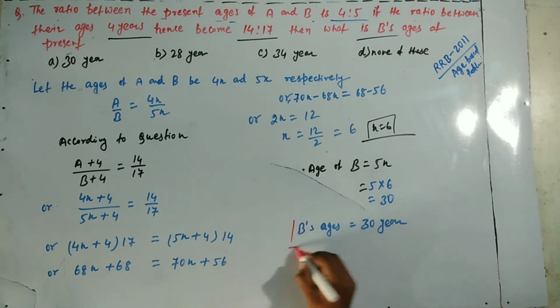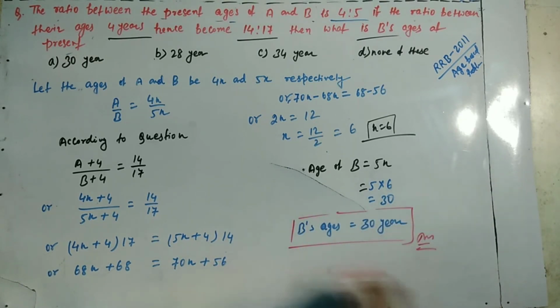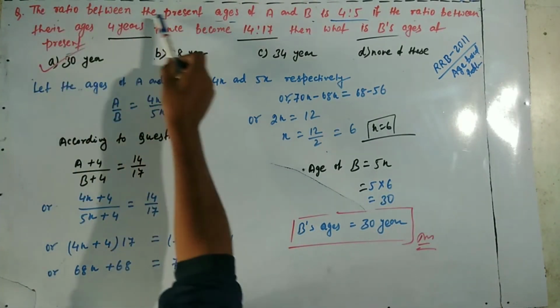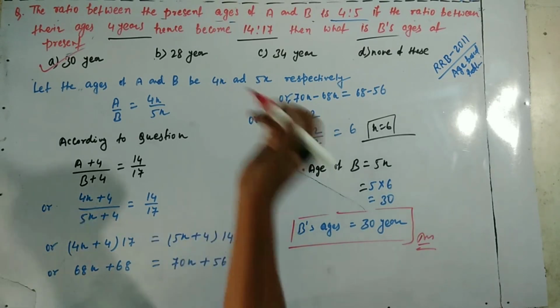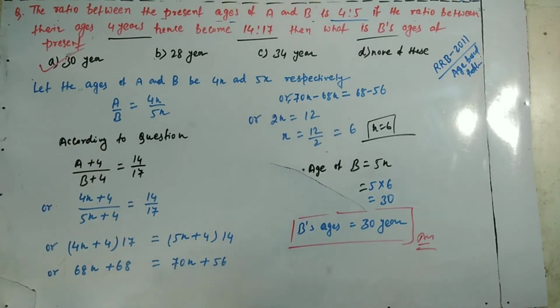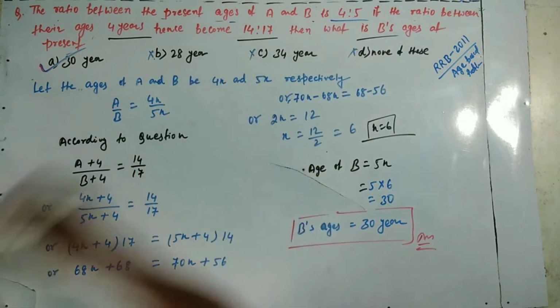We found the value of B's age. So B's age equals 30 years, which is what is asked in the question. So the answer is option A, 30 years. The ratio between the present ages of A and B is 4:5. If the ratio between their ages 4 years hence becomes 14:17, what is B's age at present? Answer: option A, 30 years.